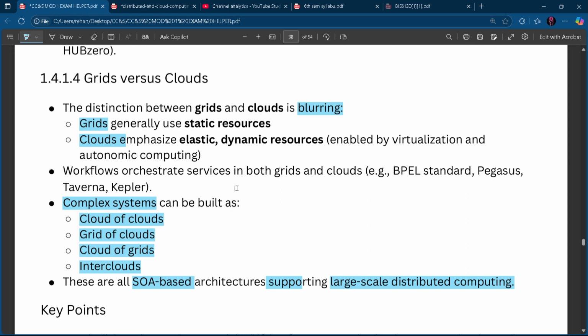Workflow orchestrates services in both grids and clouds. Complex systems can be built as clouds of clouds, grids of clouds, clouds of grids, and interclouds.